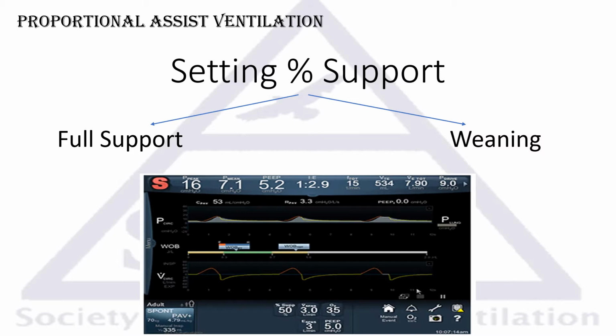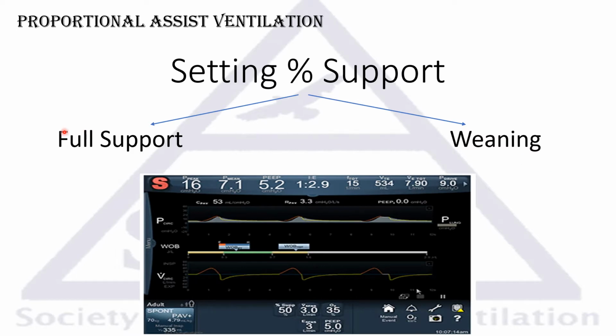So the question is, how do we set the percent support on the PAV? And of course, it depends on what your goal is. Are you trying to do full support of the patient while he's still having active disease, like ARDS or pneumonia, or is the patient improving and you are now trying to do weaning, or using PAV as a spontaneous breathing trial, trying to disconnect the patient from the ventilator? And there is really no agreement or data or studies on the best way of doing it.